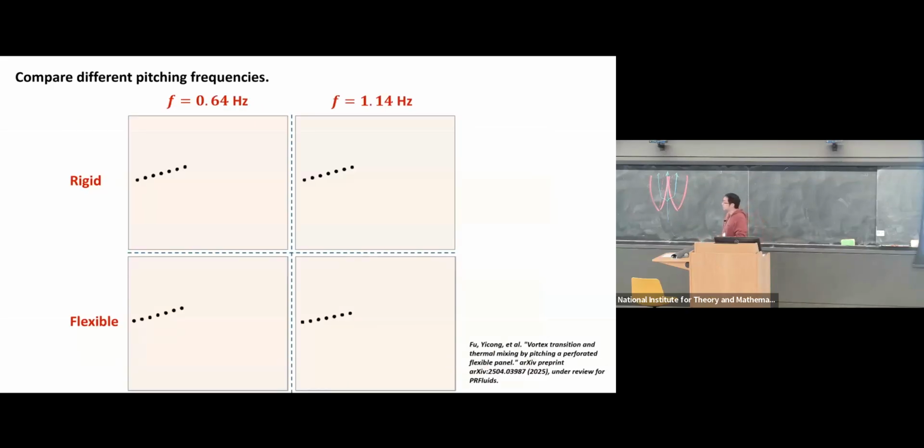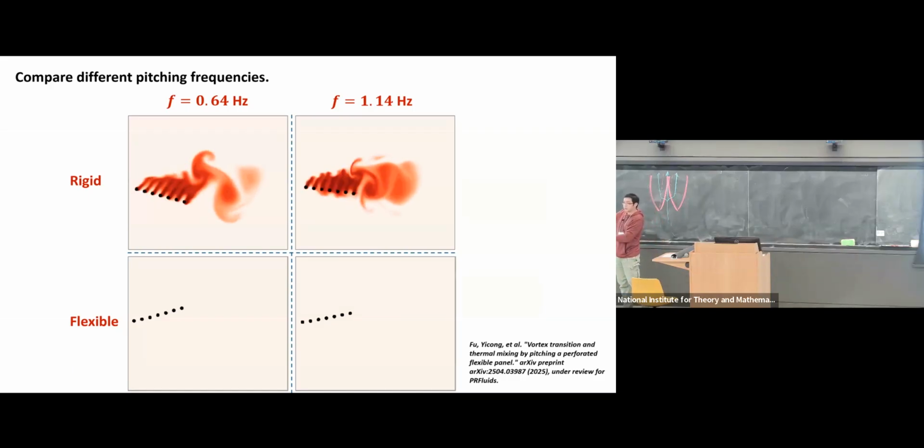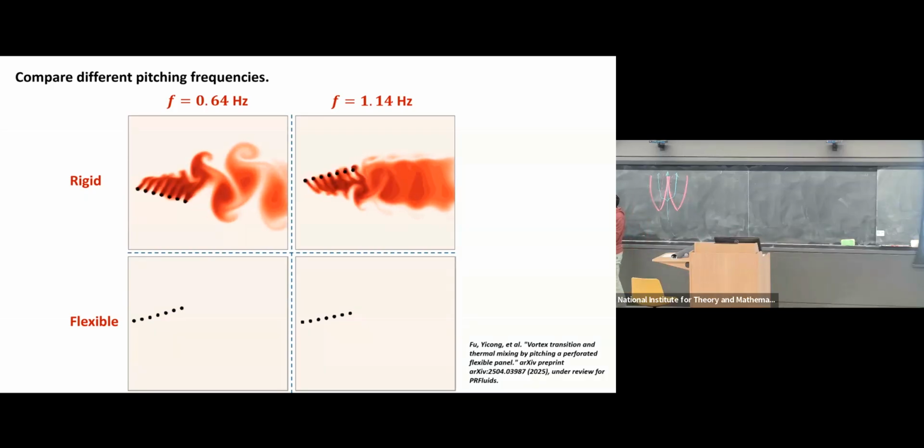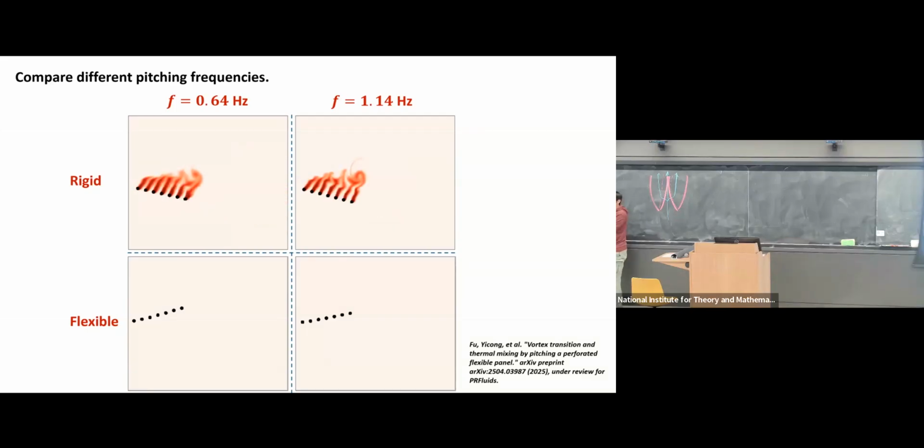And then we can also look at how different types of actuation, especially the frequency of pitching, change the behavior. So let's take a look at the rigid case first. When we pitch it at a low frequency, we have this 2P wake that we just saw. And when we have a higher frequency, we still have the same wake structure, but you see that the dispersion is actually narrower. So even though we input more energy into the motion, the effect that we get is worse.